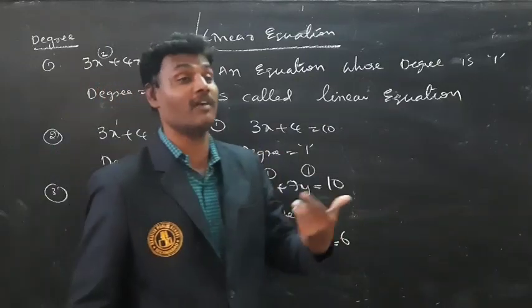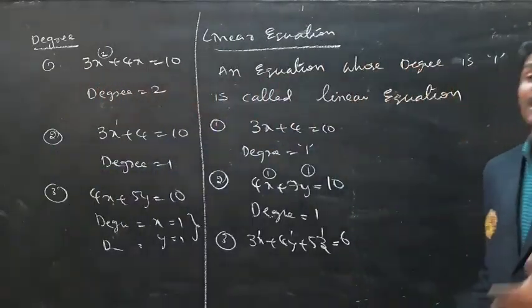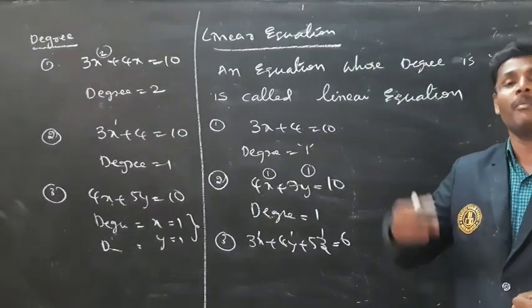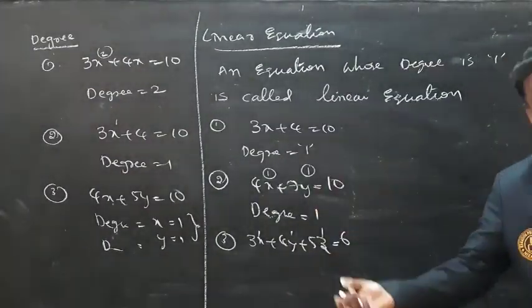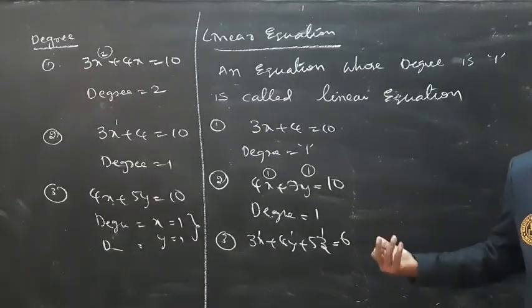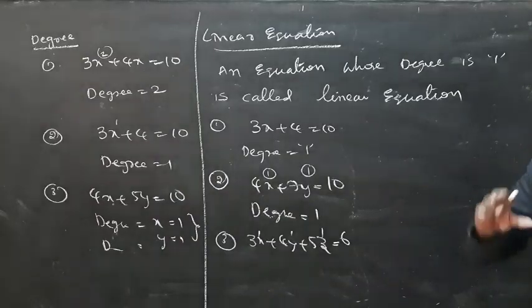So finally, what is the meaning of linear equation? An equation whose degree is 1 is called a linear equation. Maybe it contains one variable or two variables or more. If one variable, linear equation in one variable. If two are there, linear equation in two variables, or more.